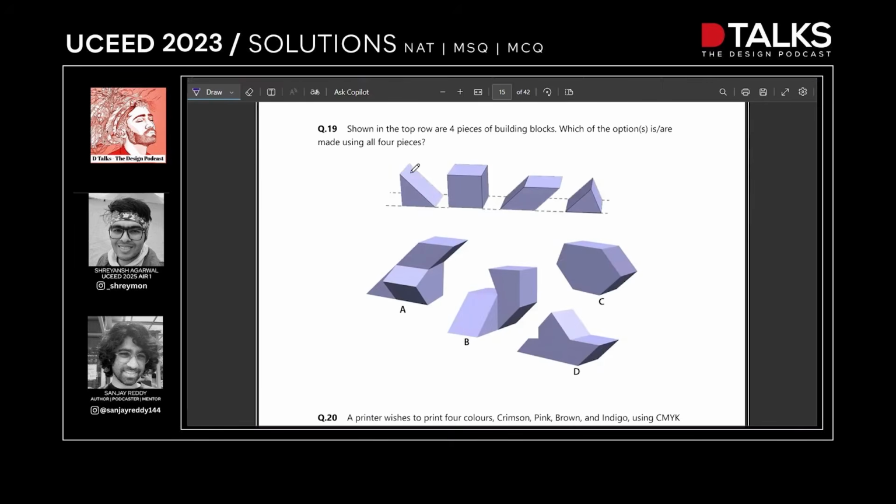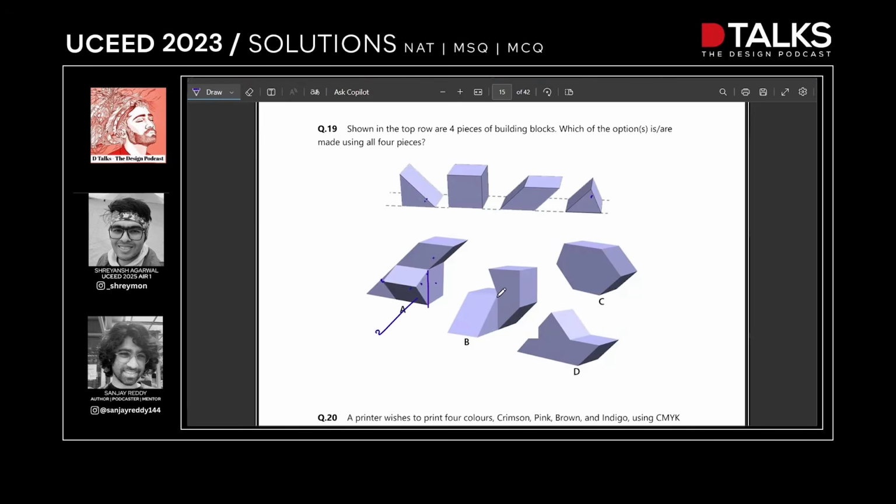Shown in the top row are four pieces of the same parts. Which of the options is or are made using all four pieces? Okay, so just draw lines. You'll be able to see most of them. For option A, this is the triangle here, the cubes here, the parallelograms here, and this other triangle is over here. So this triangle is this one, and this one is behind. Okay, it's correct. True.